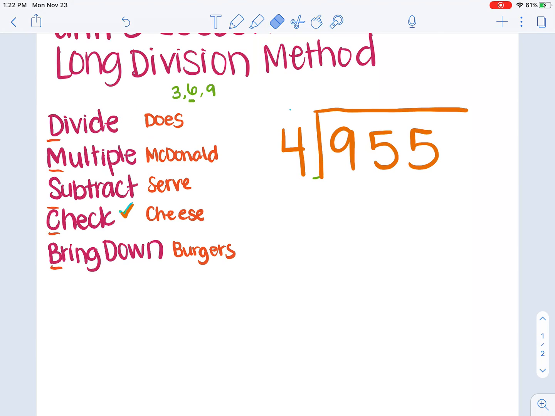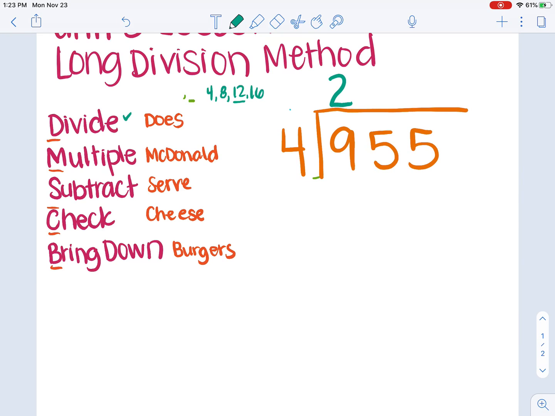You've given it a try. Let's see how you did. First, I'm going to divide. 9 divided by 4, or how many times does 4 go into 9? I'm going to count by 4s over here. 4, 8, 12, 16. I've got 8. 12 is too big. So I'm going to say 2 times. 9 divided by 4 is 2.